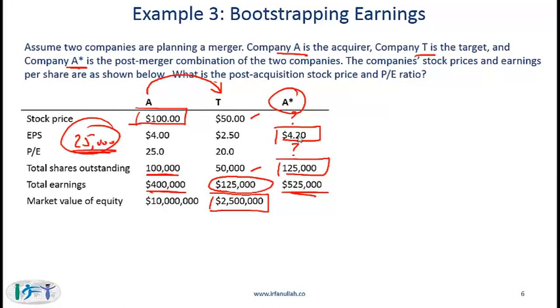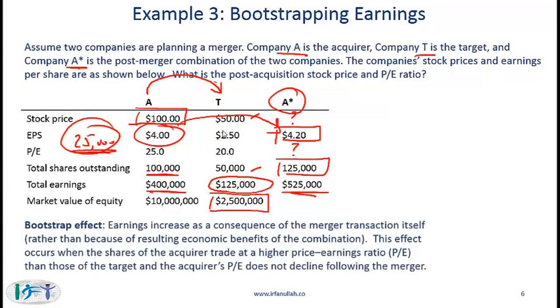So notice that the earnings per share for company A actually went up when company A acquired company T. And this effect is called the bootstrapping effect. This is straight from the curriculum.